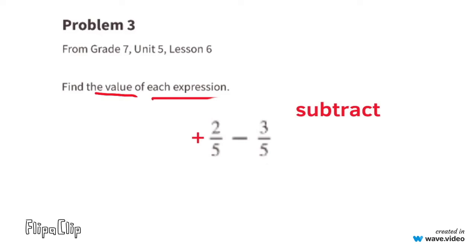Positive 2/5 minus 3/5. That's like having 2/5 to the right of 0 on the number line and then moving 3/5 to the left. And that would take us to negative 1/5 on the number line. Another way to think about it, they both have 5 as the denominator. So we know the answer is going to have a 5 as the denominator. And then we can just subtract 3 from 2. And 2 minus 3 is negative 1. So we know the answer is going to be negative 1 over 5.